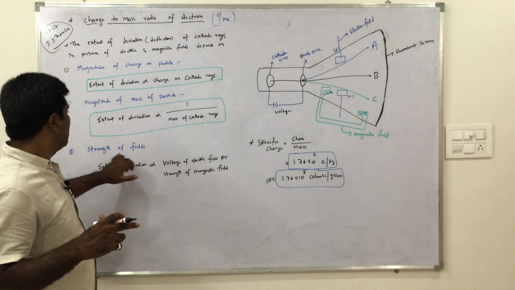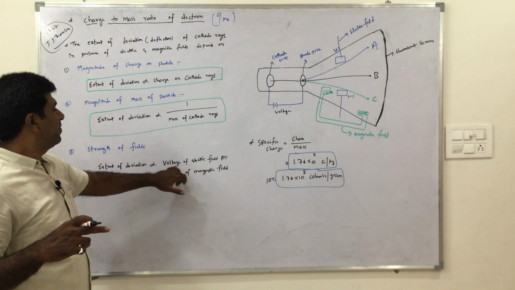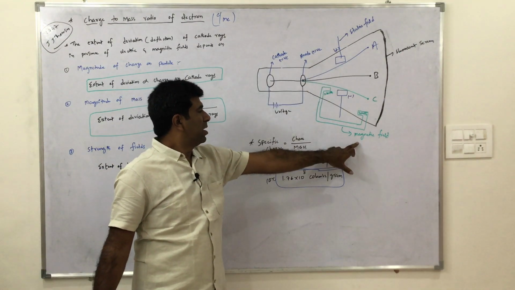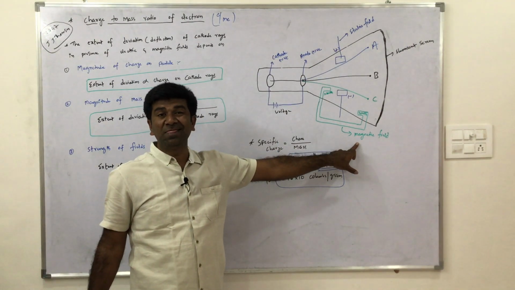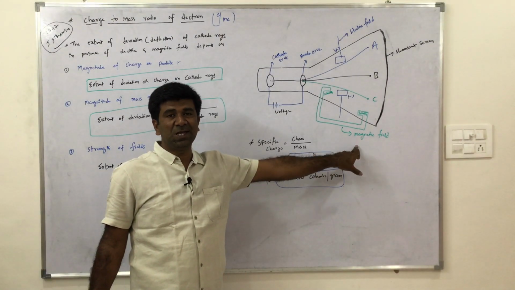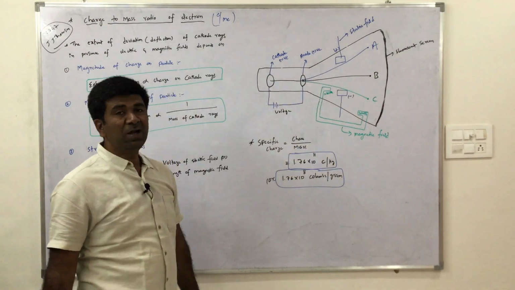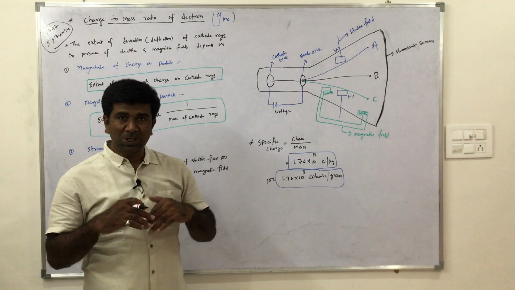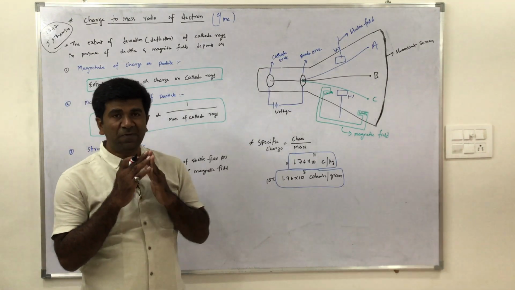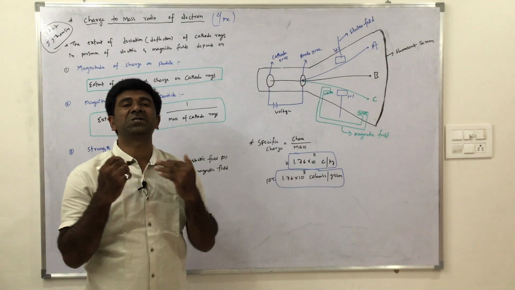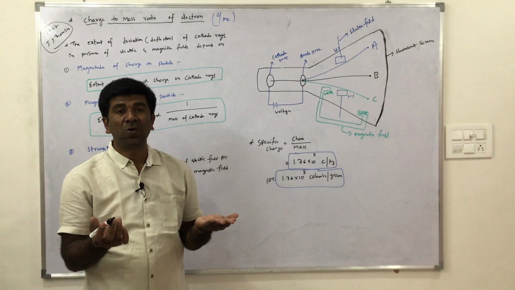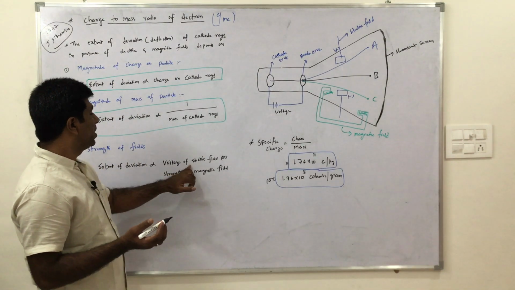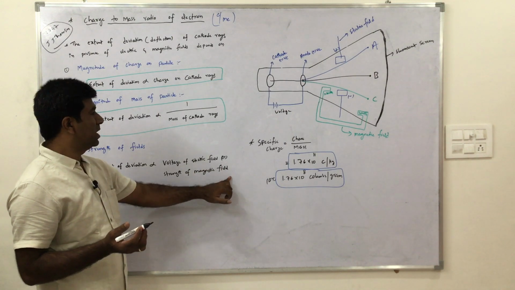Now the strength of the fields. The electric field has voltage. The magnetic field has strength. Please listen carefully: magnetic field strength, electric field voltage. If the magnet has more strength, the extent of deviation is more. If the voltage of the electric field is more, the extent of deviation is more. That's why the extent of deviation is directly proportional to the voltage of the electric field and the strength of the magnetic field.